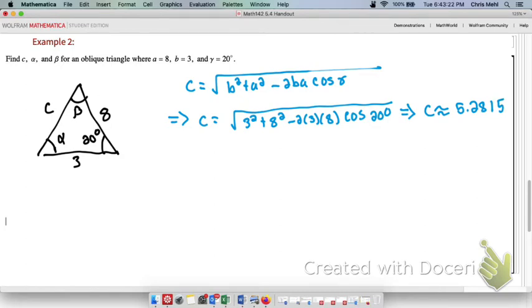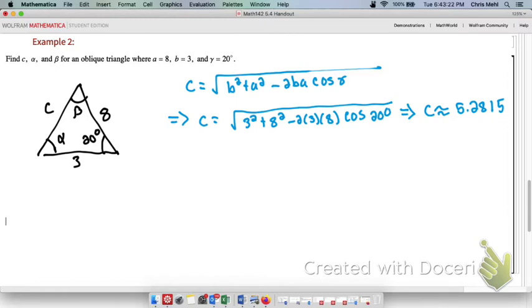Okay, now that I have a third side, I can solve for one of the other 2 angles. Now, you can use law of cosines to solve for an angle because the range of arc cosine is 0 to 180 degrees. So there's no issues using law of cosines. I personally find using law of sines easier. However, I'm going to do it in this case just for an example.